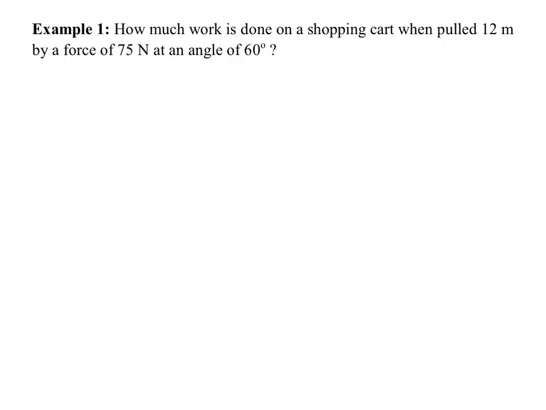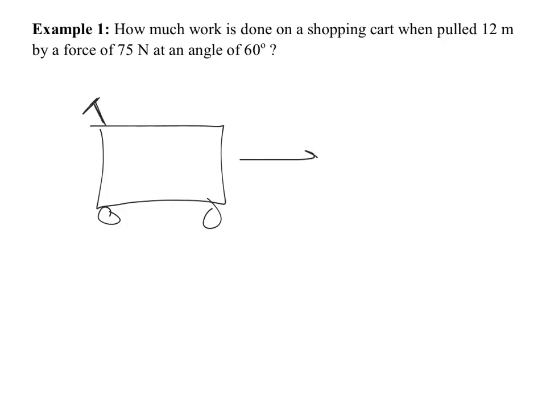So what we're going to look at is an example of a basic one first, and then we'll go into one that has an idea of negative and positive work and how they can be different. So this says: how much work is done on a shopping cart when pulled 12 meters by a force of 75 newtons at an angle of 60 degrees? Now, you need to use common sense. Which way does a shopping cart move, horizontally or vertically? It only moves horizontally. So the motion is this way.